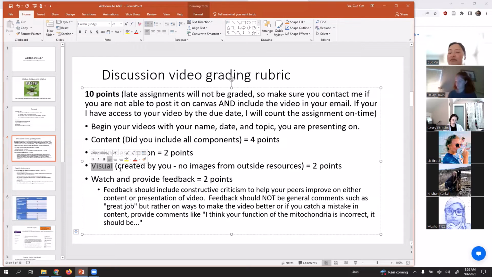Okay, so watch at least 2 videos, provide constructive feedback on both. And that's where the 2 points are going to come from. Okay, questions? So what type of video app should we be using? That's what I would be asking by now. Perfect, perfect. So there's an actual guideline.